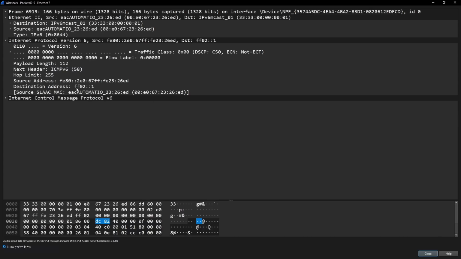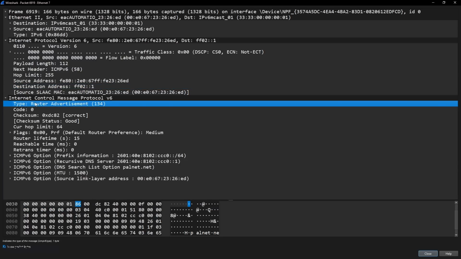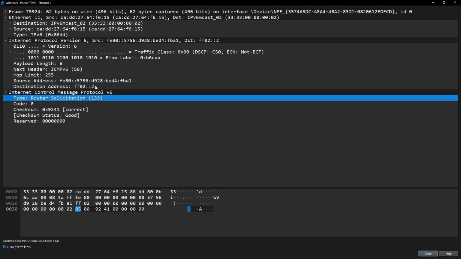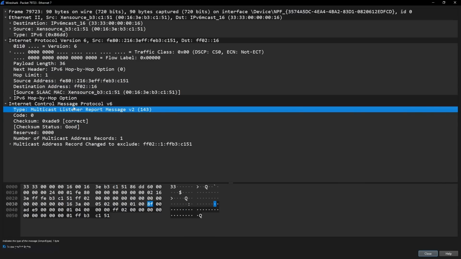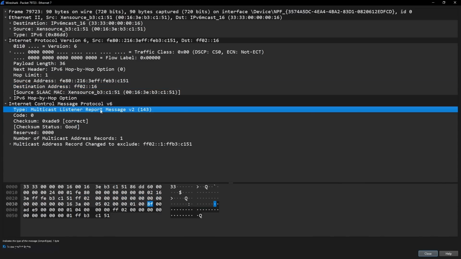So other popular multicast addresses include FF02::1. This is all nodes. It's effectively a broadcast, and we really only use that for router advertisements. We also have a well-known address called FF02::2, which stands for all routers. So we send a router solicitation, and all routers should listen on this address to get the solicitation. Another one we have is FF02::16. This is for multicast listener reports.